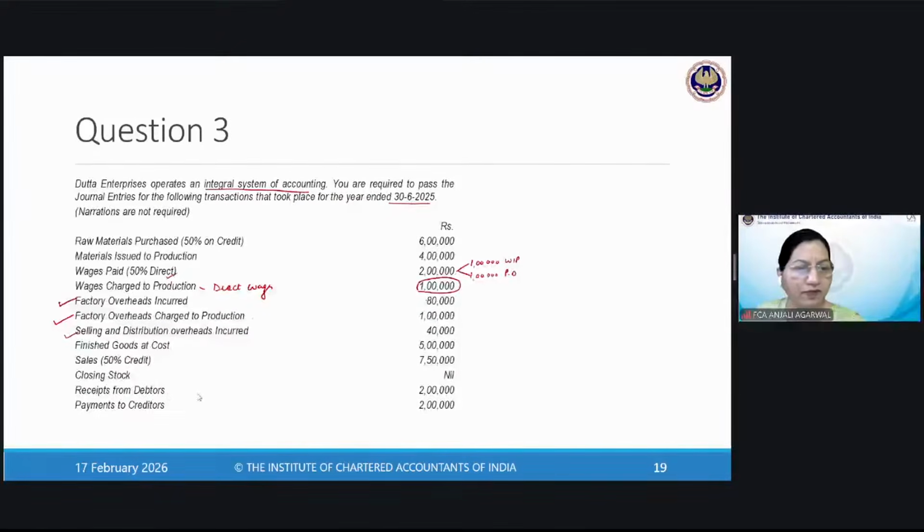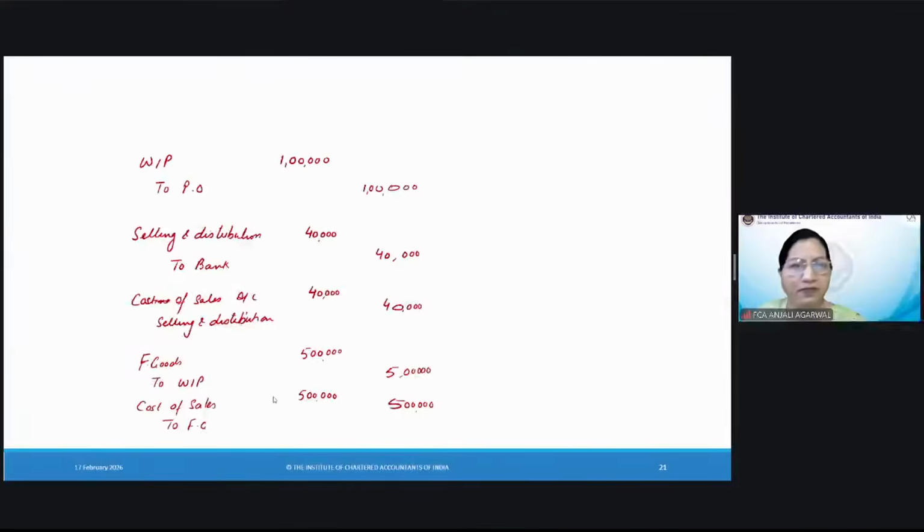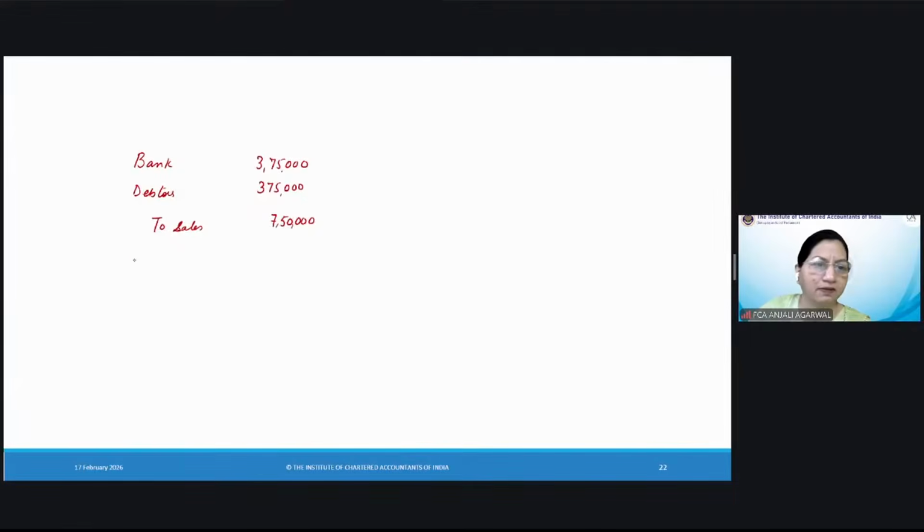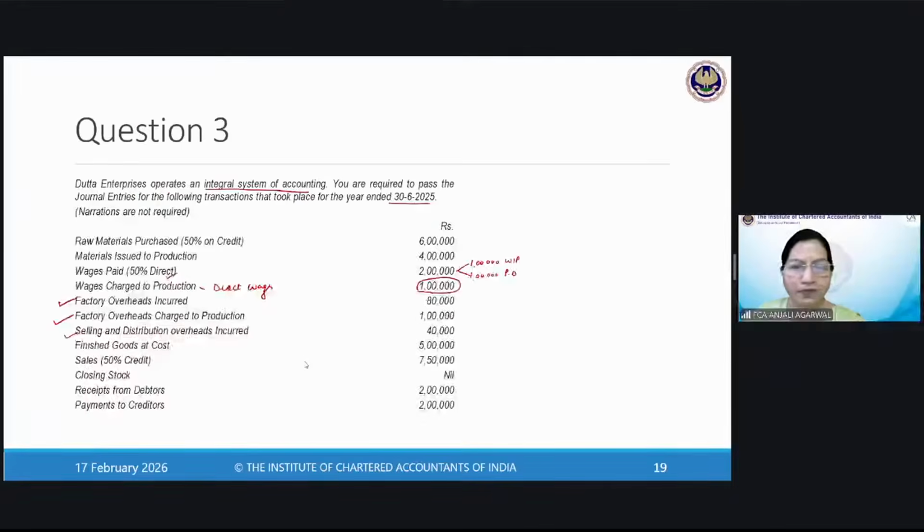Then there is the entry for receipt from debtors and payment to creditors. Bank to debtors and creditors to bank. These two entries will also be passed, 2 lakh each.